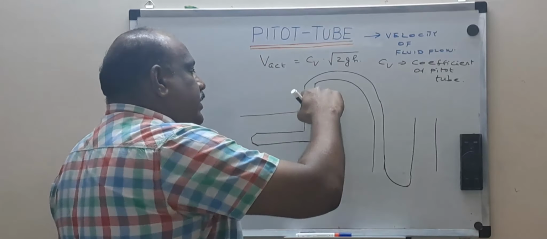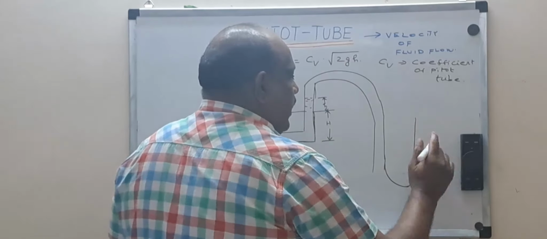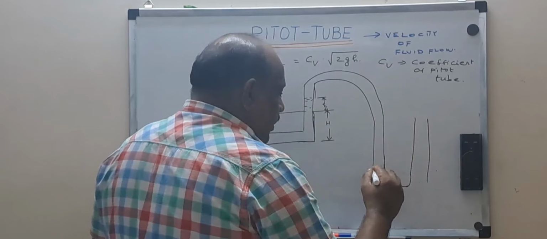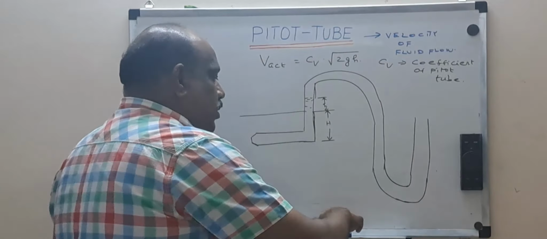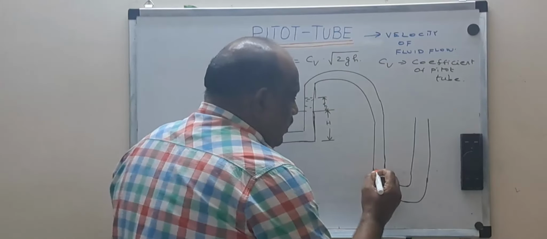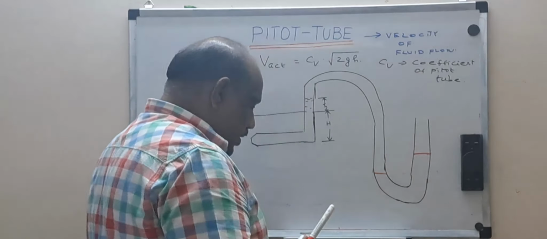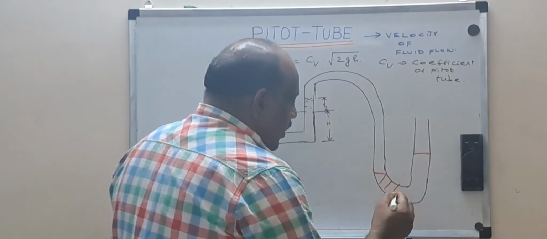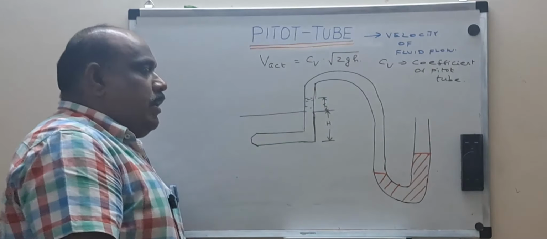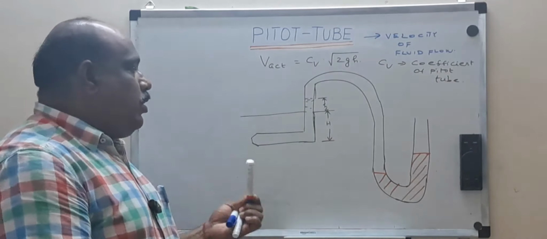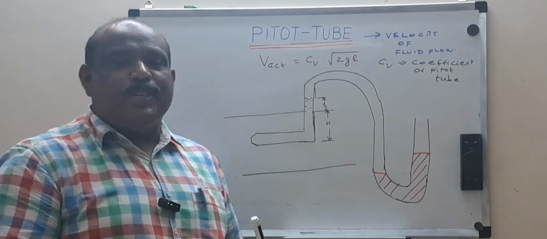If I'm going to join this one to one end of the manometer, where I have a heavier density fluid like mercury, we can see I'm going to have mercury over here. Let us say I have a heavier liquid, a manometric fluid. Now, the pressure I'm measuring will be equal to the total pressure, dynamic pressure, or static pressure. That is the question.